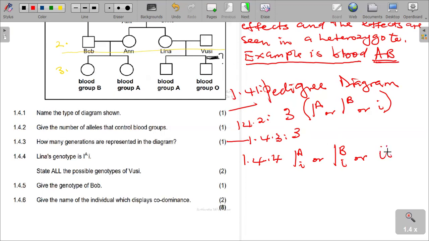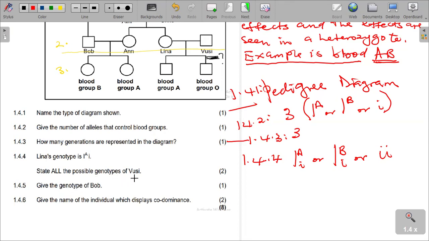It can as well be blood type O, because we are saying having Lina with that blood type there, the genes or the inheritance of O in one of the children is that we can have O from that heterozygous A, heterozygous B, also as O, can be another possible genotype of VUSI there. That is number 1.4.4.